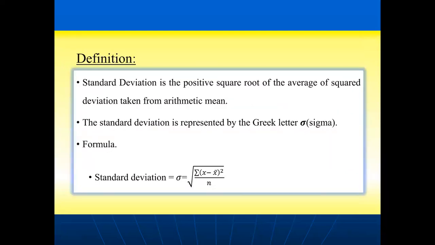So standard deviation is the positive square root of the average of squared deviations taken from the arithmetic mean. So the layman definition of standard deviation is the positive square root of the average of squared deviations taken from the arithmetic mean. It is represented by the Greek sign sigma. Now the formula for standard deviation is sigma is equal to square root of sigma of x minus x bar whole square divided by n.